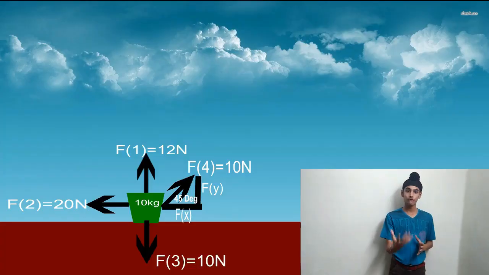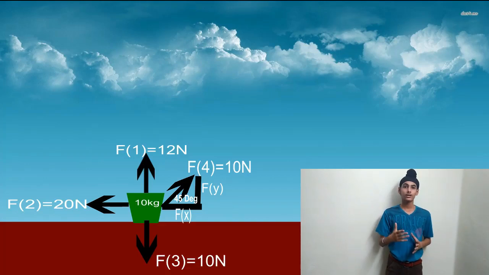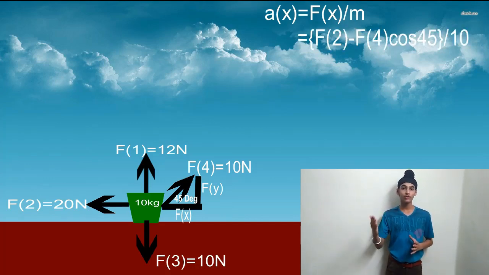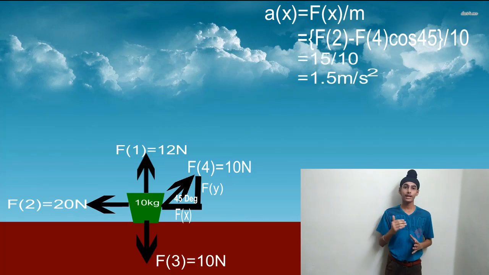Let's take an example for better understanding. Consider a pot of 10 kg which is acted upon by 4 forces. Now let's calculate its acceleration in both axes. First in the x-axis. We know that acceleration in the x-axis equals net force exerted in the x-axis over mass, which turns out to be (F2 minus F4) times cos 45 over 10. If we put the values of F2, F4 and cos 45, we get 15 over 10, that is 1.5 meter per second square. And this is the acceleration in the x-axis.